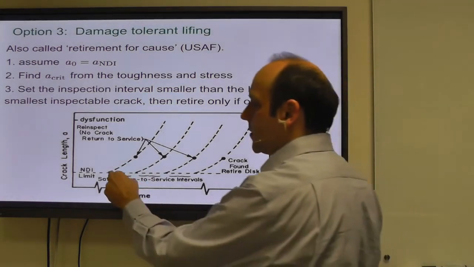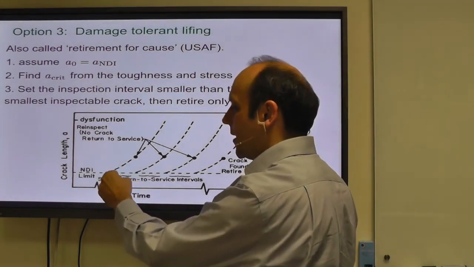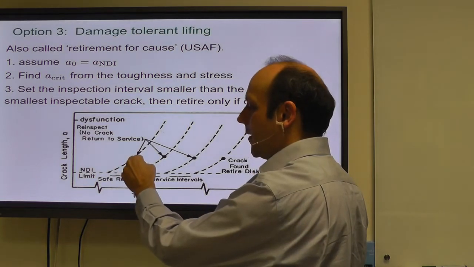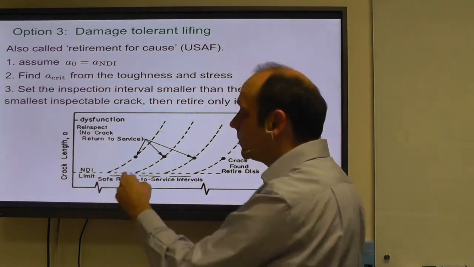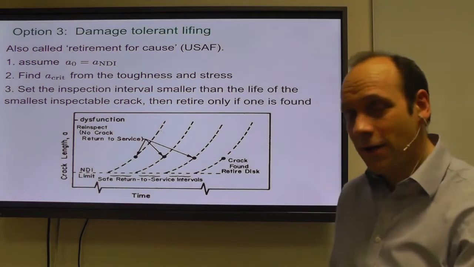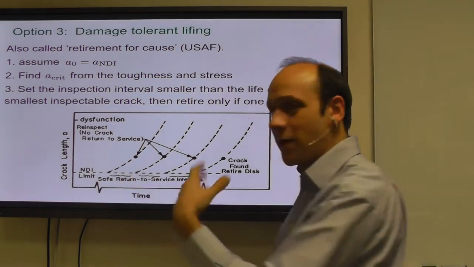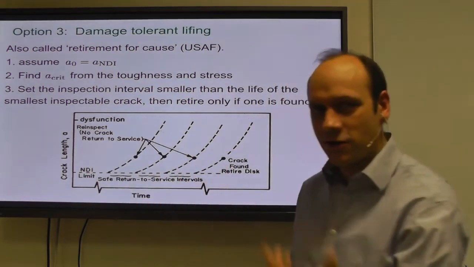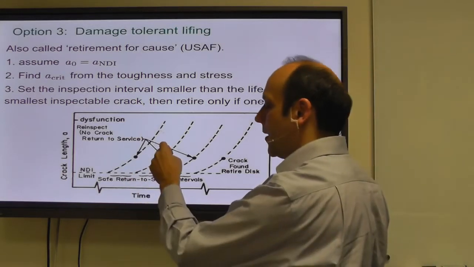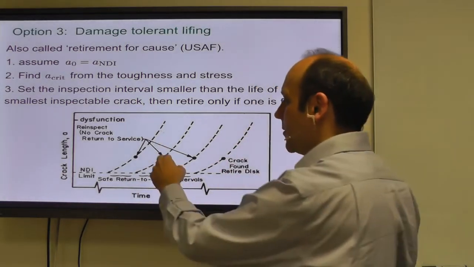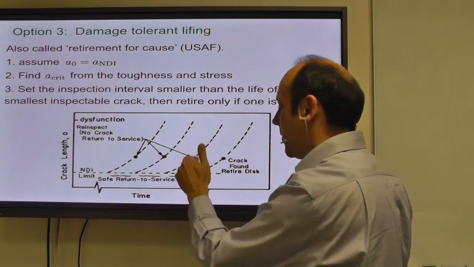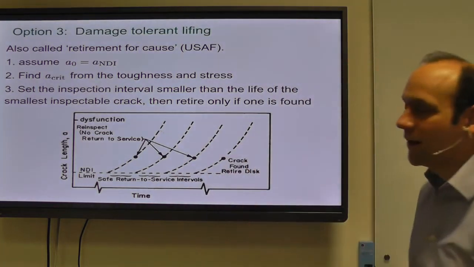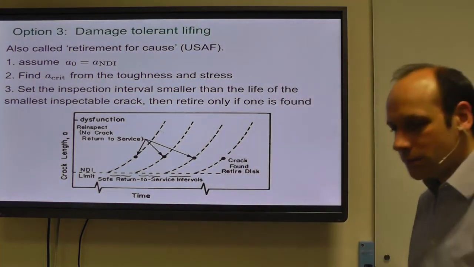So if you started off assuming a crack was that size, it would hypothetically go up to there, and then you inspect. And when you inspect, if you find no cracks, you can then reset your assumed maximum crack size to the non-destructive inspection amount. And then you can grow the crack again, the hypothetical one, inspect again, find nothing, keep going until you eventually find a crack, and then retire the disc.